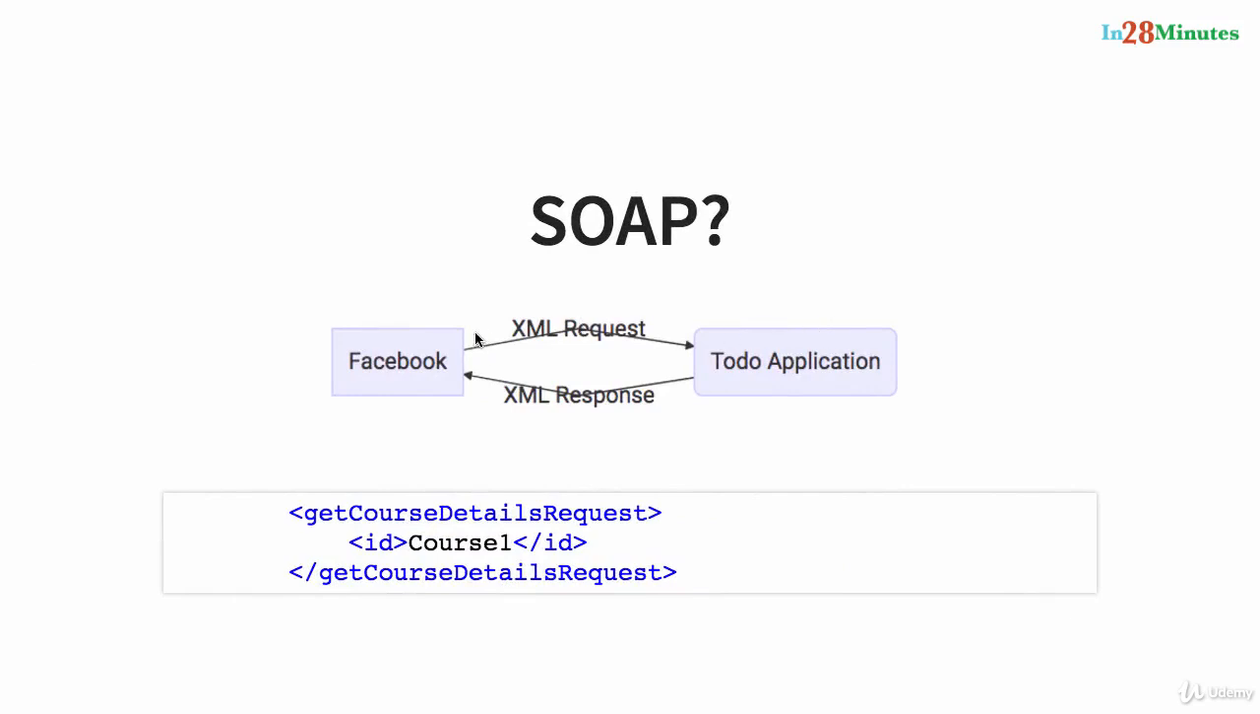So I have a Facebook application which is talking to the To-Do application. Facebook is sending an XML request and To-Do application is sending back an XML response. An example of a request is shown below. Get course details request. So this is using an XML. Is this SOAP? Are Facebook and To-Do applications communicating using SOAP? Nope. This is not sufficient to be SOAP.